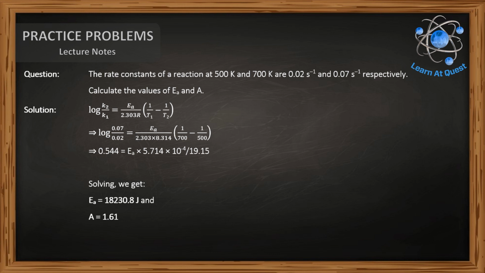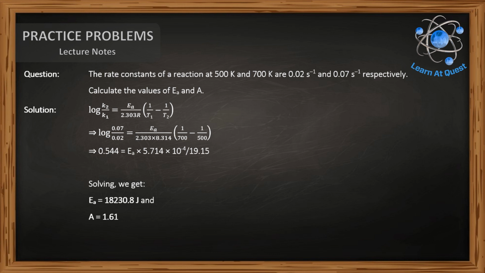We've also been given that at 700 Kelvin, the value of the rate constant of the reaction is equal to 0.07 per second. Hence, we can say that the value of K2, which is the rate constant at temperature T2, is equal to 0.07 per second. And the value of T2, which is the temperature, is 700 Kelvin. We are required to find the values of EA and A, that is, the activation energy, which is EA, and A, which is the Arrhenius constant.